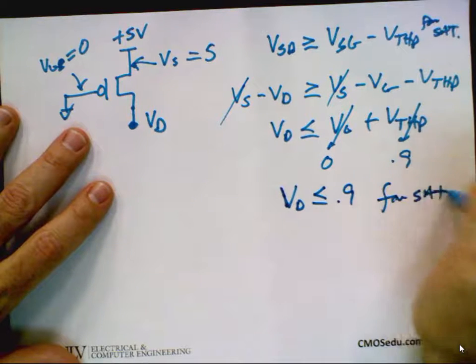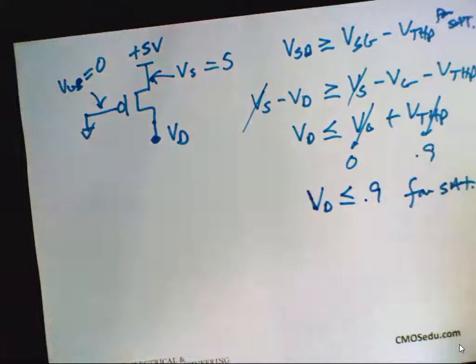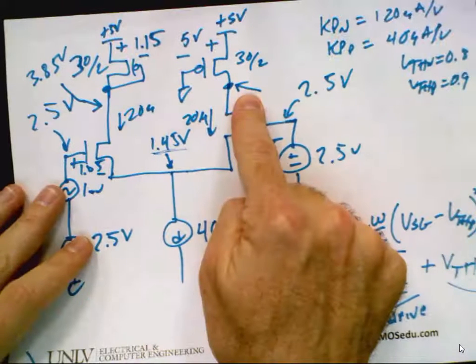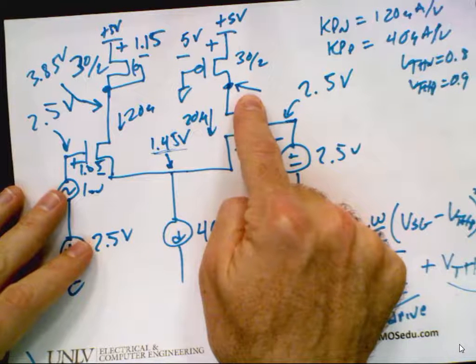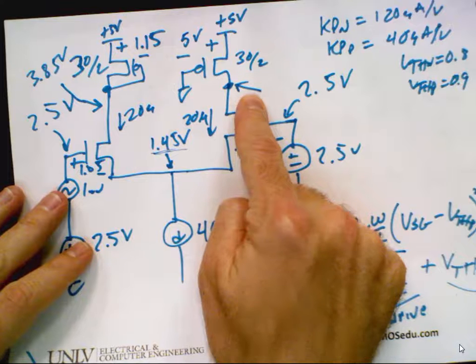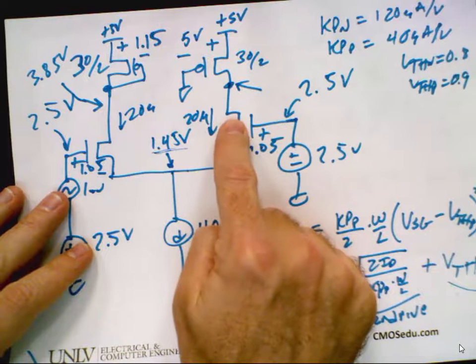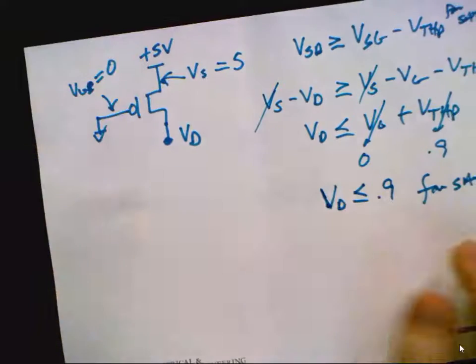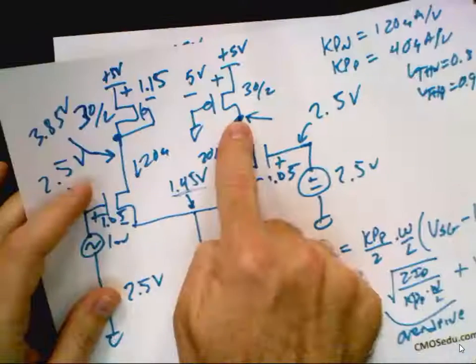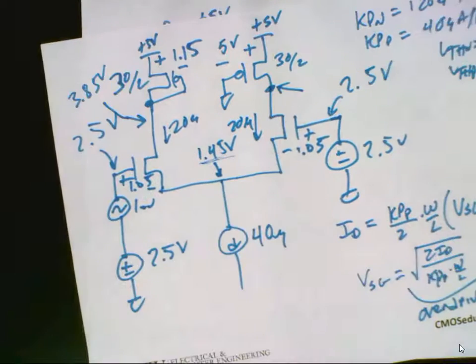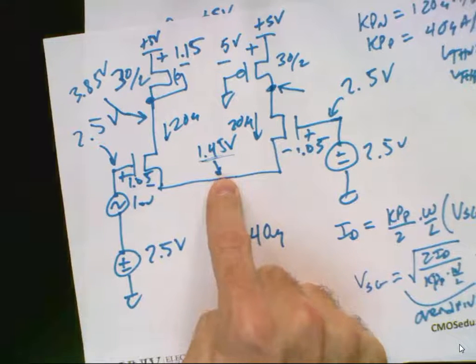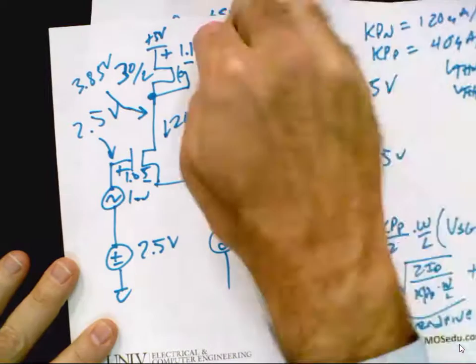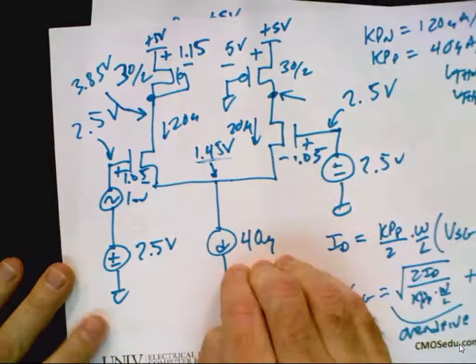That's exactly what I just said. This voltage here has to be less than 0.9 volts, or the threshold voltage, for that to be in the saturation region. Any questions? Okay, so obviously it's not going to be in saturation. Tell me why. This is already at 1.45. There's no way this can be lower because the pressure drops from the top of the schematic to the bottom.